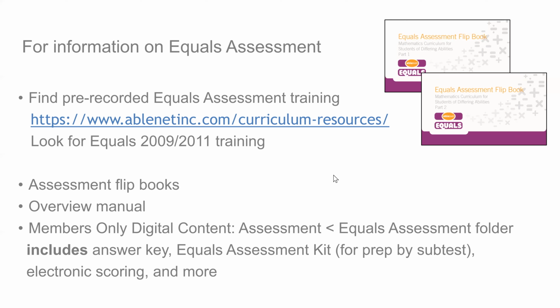You'll want to get your assessment flip books, an overview manual that'll help you, that has information about the assessment. You also want to look in members only digital content in the assessment folder, the Equals assessment folder, which includes an answer key, the Equals assessment kit, which you're suggested to provide prior to assessment. It's easier for you. That electronic scoring tool I told you about, and there's more. So to support you if you're actually giving the Equals assessment, make sure you check all of these things out.